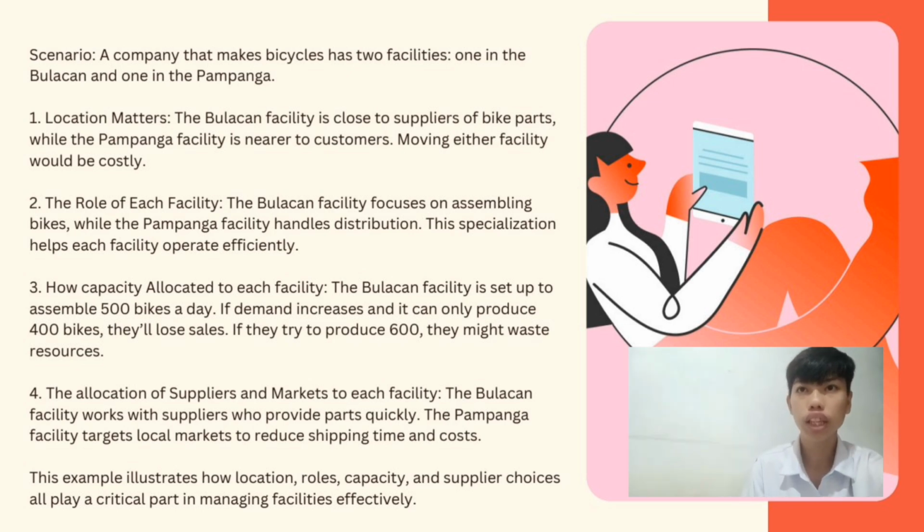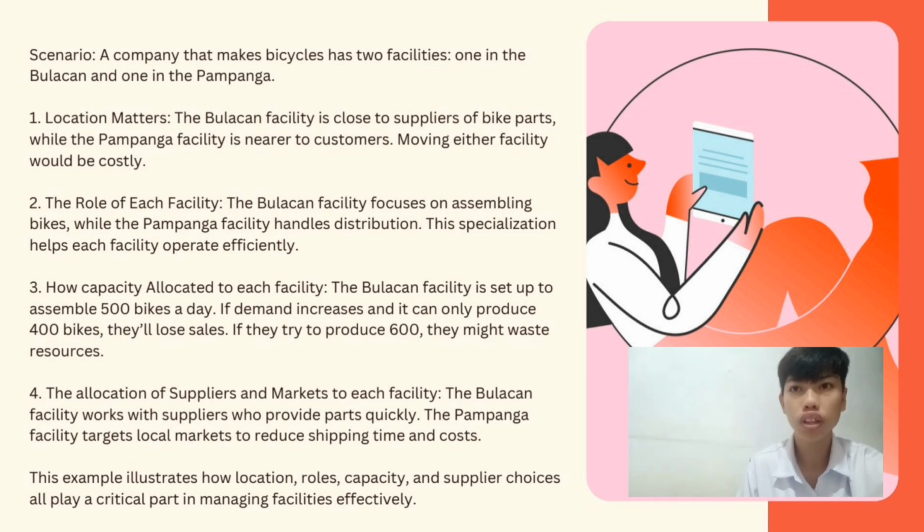3. Capacity allocation. Bulacan capacity is designed to assemble 500 bikes per day. Challenge of increased demand: if demand rises to 600 bikes and production is limited to 400, the company risks losing sales. Risk of overproduction: attempting to produce more than capacity could lead to wasted resources and inefficiency.